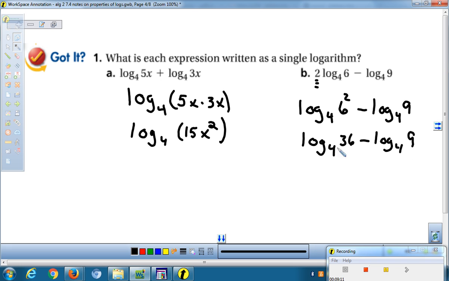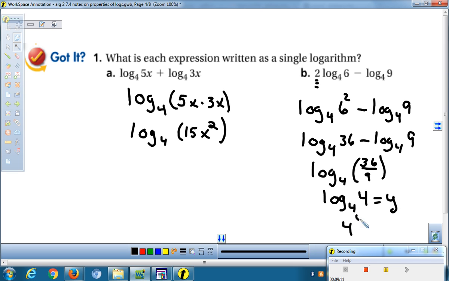And now I can condense that to 1 by doing log base 4 of what? 36 over 9. And what is 36 over 9? Careful. 4. So we get log base 4 of 4. What is that equal to? So every time I ask this, what does this log equal? You in your head should say, 4 to what power equals 4? So if I set y over here, I've got 4 to the y equals 4. So what must y equal?